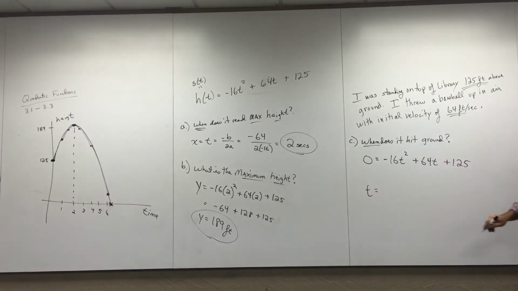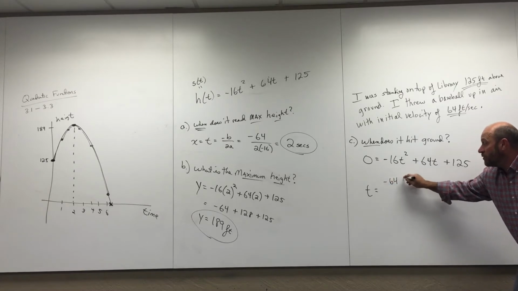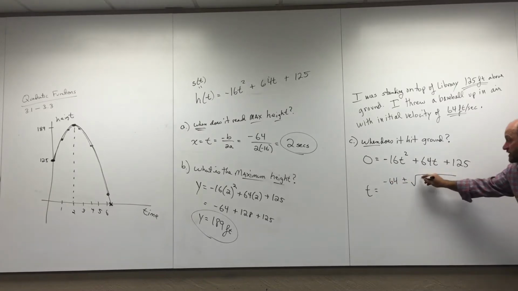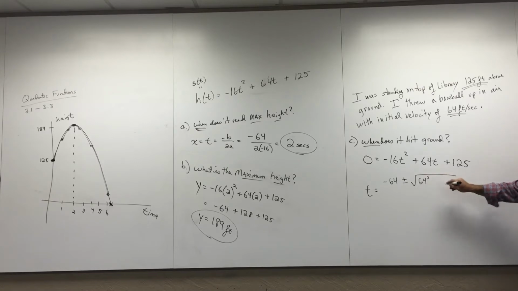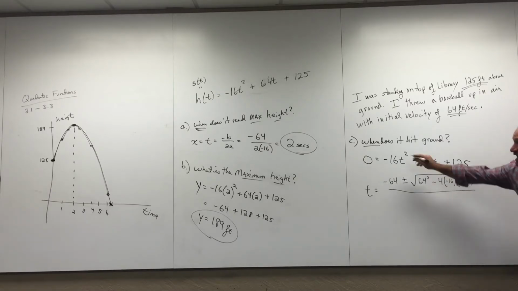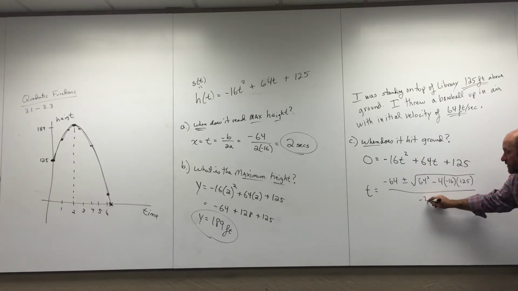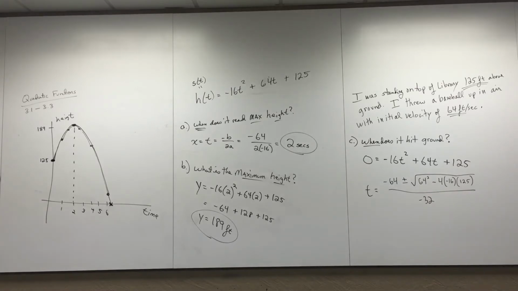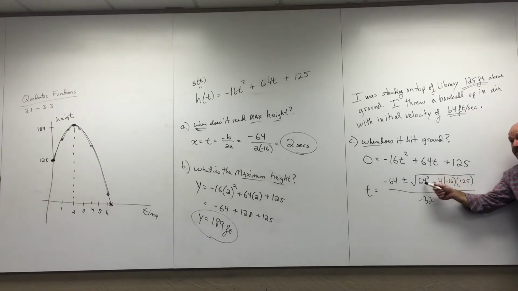It's negative b, so it's negative 64 plus or minus the square root of 64 squared. I'll work on that in a minute. Minus 4 times a, what's a? Negative 16 times c, which is 125. I have to multiply all that, you guys. All over 2 times a. What's 2 times a? 2 times negative 16. If you don't mind, I'm going to put negative 32. And then I pick up my calculator and I square 64.